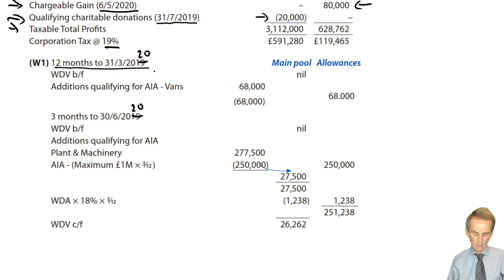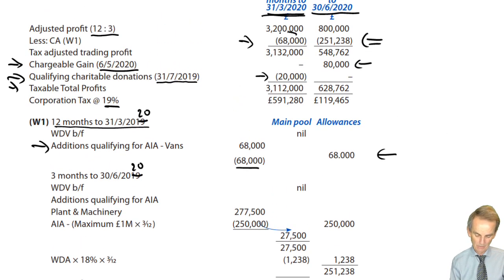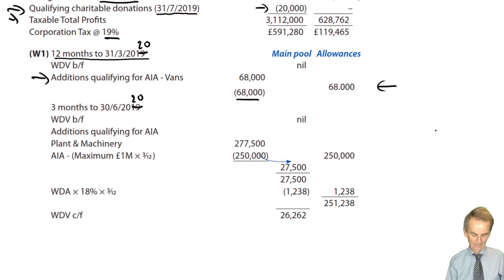No written down value brought forward on the main pool, but we're going to need a main pool in the second accounting period. Firstly, the additions qualifying for AIA. We get a full AIA. There's your capital allowance for the opening period. Well, the 12-month period there, 68,000.